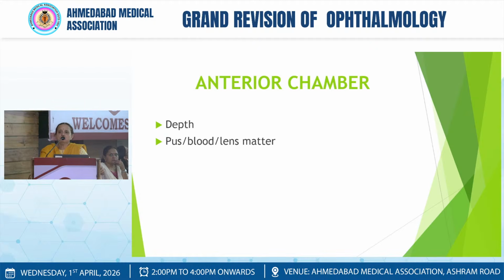Anterior chamber situated between the cornea and iris normally contains aqueous humor. Look for the depth of the anterior chamber, whether it is normal, excessively shallow or very deep. There are different causes for shallow and deep anterior chambers. Sometimes it may contain pus, which we call hypopyon, or there can be presence of blood in the anterior chamber, which we call hyphema. Or sometimes after cataract surgery, you can see some residual lens matter present in the anterior chamber.